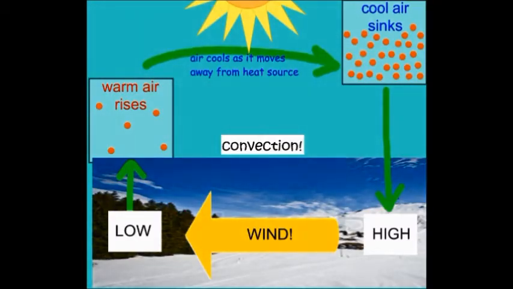Putting it all together, above that dark, rough surface we have warm air that is low pressure and low density, so it rises. As it moves away from that heat source, it cools down. The cool air sinks back down and it creates cold, high density, high pressure air on the surface above the snowfield. The wind blows from the high pressure to the low pressure and it completes the convection cell.